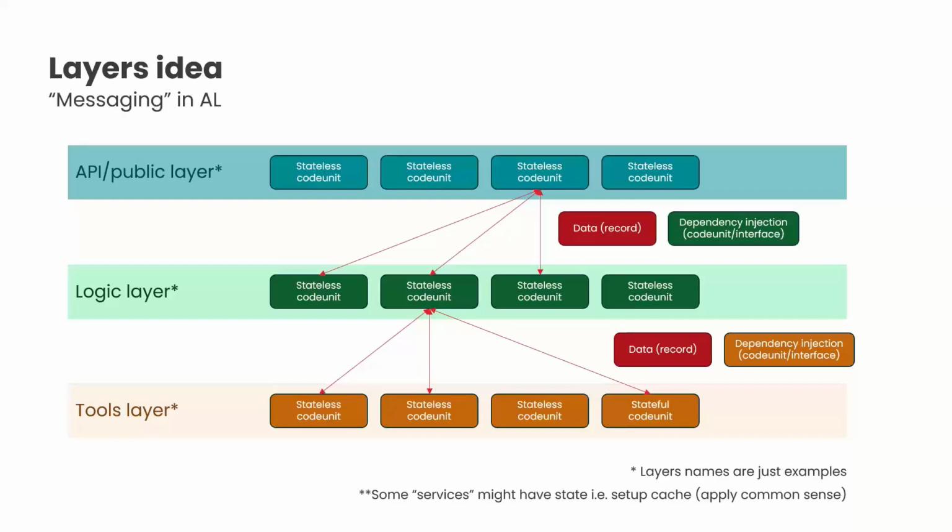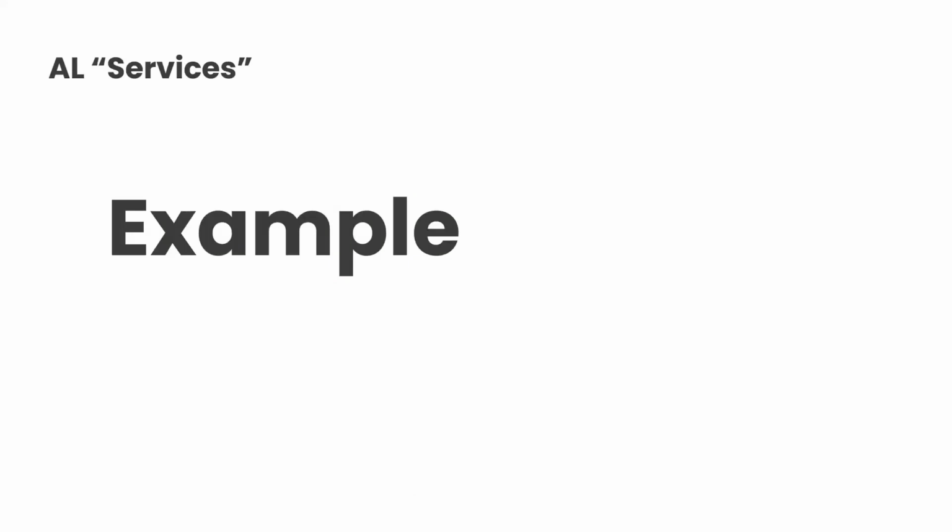So you can logically split your codeunits into different layers in your application, and then try to keep them stateless, pass records to the functions that you are calling, maybe use dependency injection to pass some codeunits and interfaces to them, and at the end declare some public APIs, create some codeunits that implement some business logic, maybe some lower level business logic, maybe some tools, but think about them as services, giving you some functionality, some APIs to do something. And how can it look?